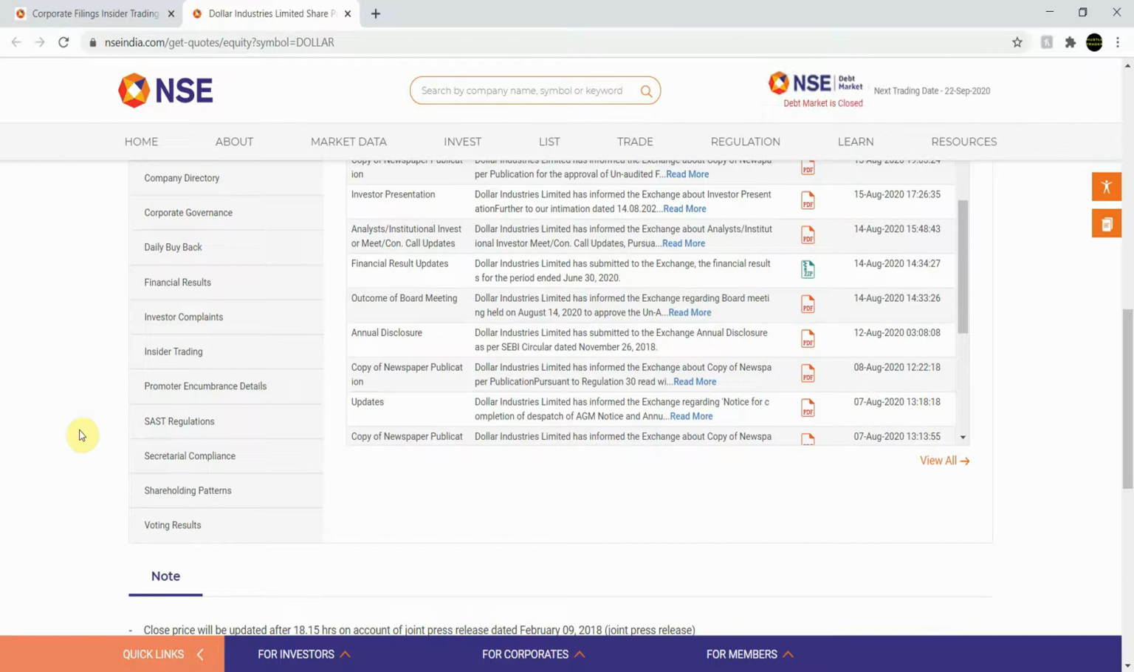Next thing is SAST regulations. In SAST regulations, we will try to see whether any institutional investor like a mutual fund or hedge fund, or any promoter or promoter group, has sold the stock or reported the selling of the stock in the past 6 months.